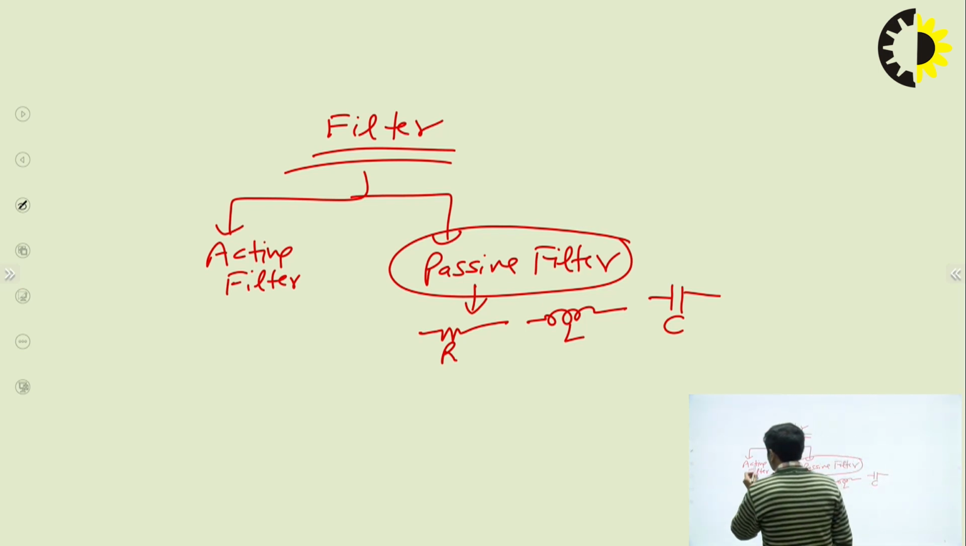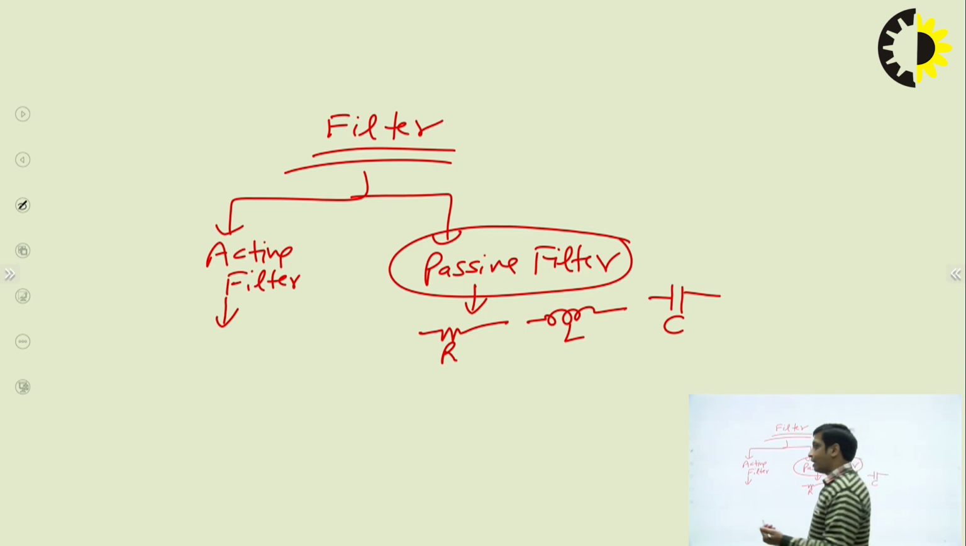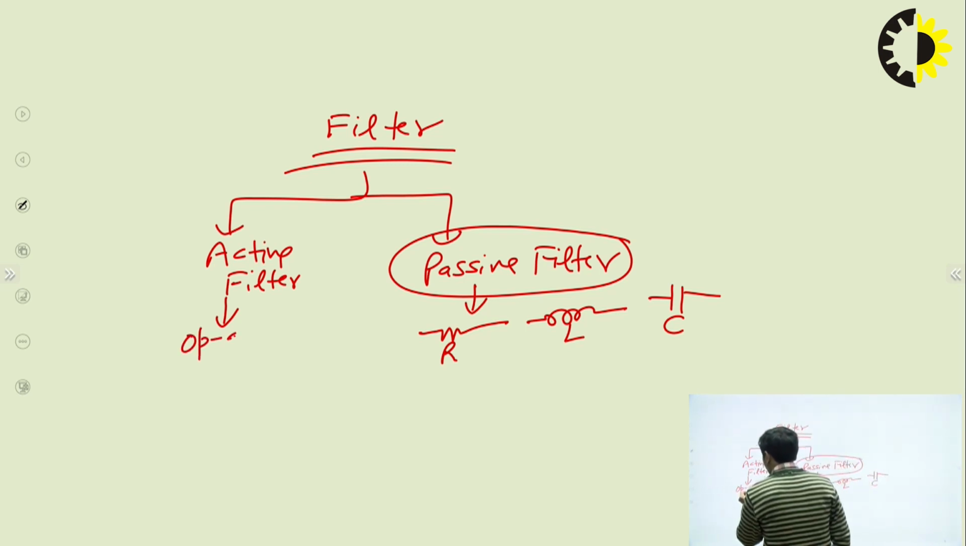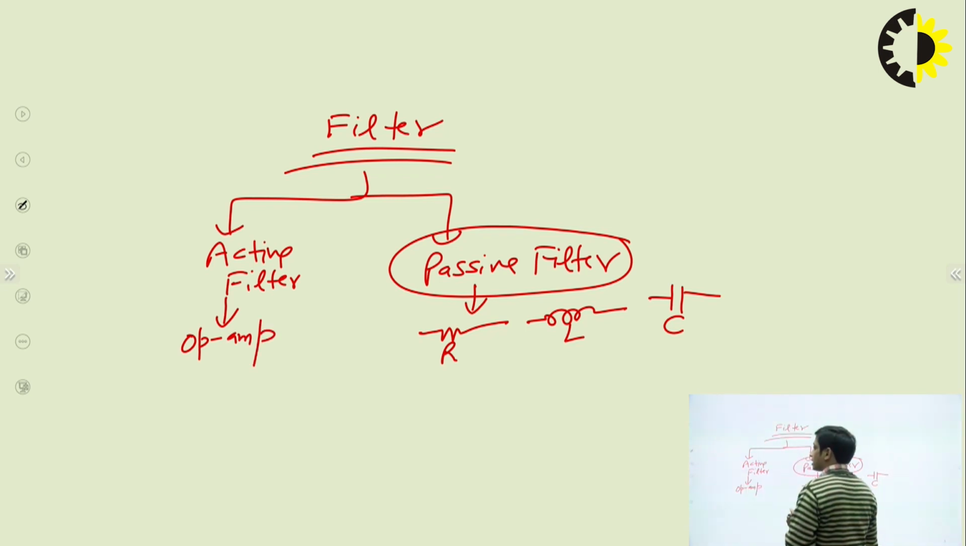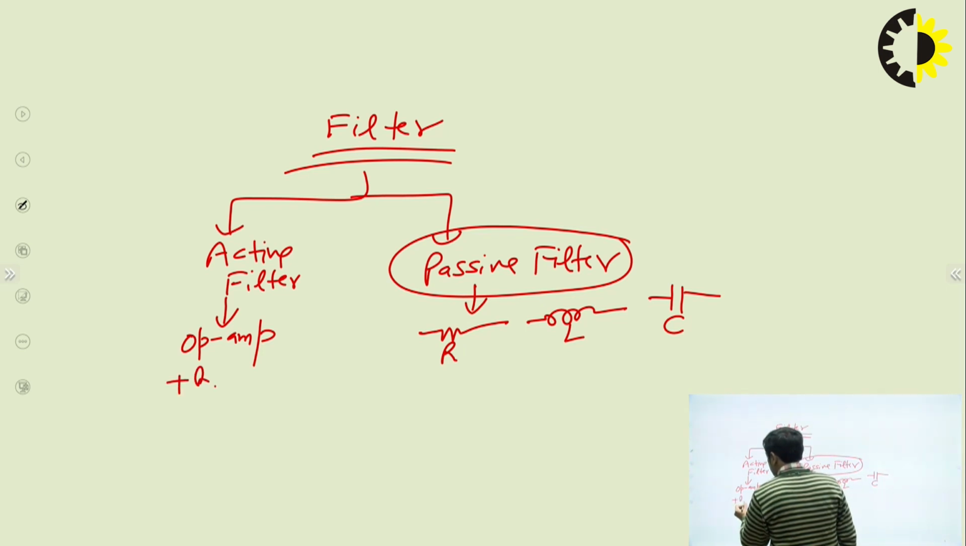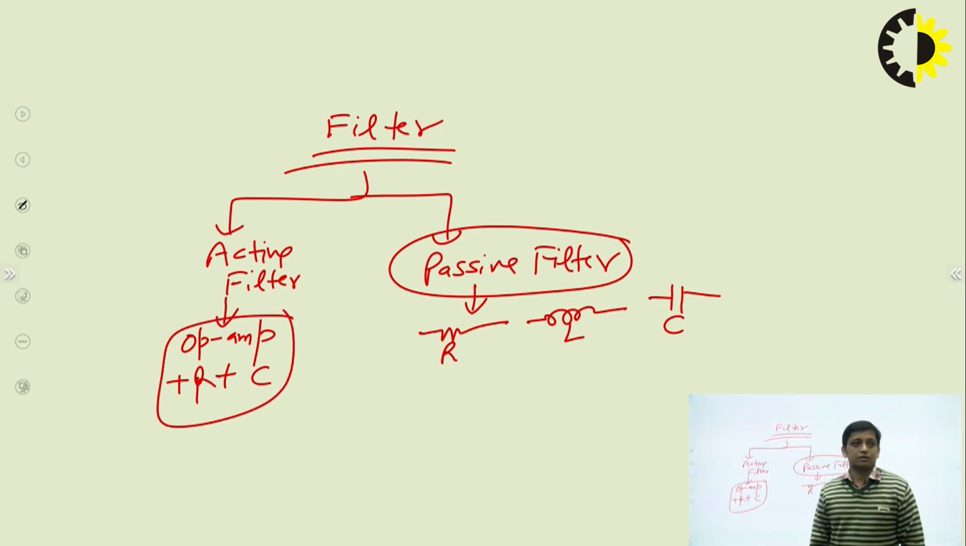And as far as active filters are concerned, active filters consist of an active element, and mainly we use op-amp as an active element. Since op-amp contains transistor, and transistor is an active element. Along with op-amp, we use resistor and capacitor. So we can say that active filter is the combination of operational amplifier, op-amp, resistor and capacitor. It is called active filter because op-amp is an active element. So on the basis of the components used, these filters are classified.